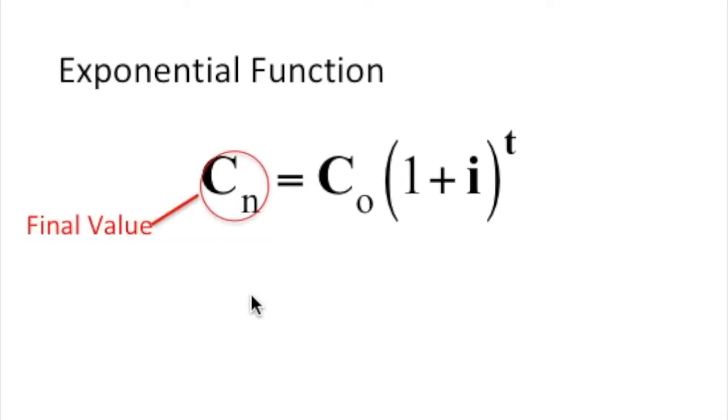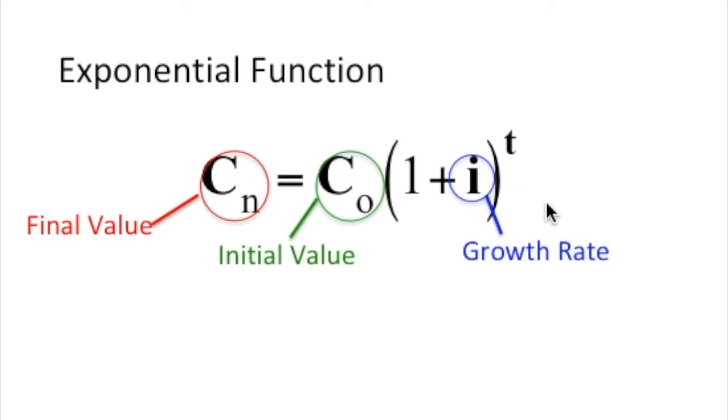So if you put money into a bank account, it's the money you get out at the end. C sub 0 is the initial value. If you put money in a bank account, it's the money you put in the bank account. Then the i is our growth rate or decay rate. This is the growth rate. If you put money in a bank account at 5%, this would be 5% as a decimal, so 0.05. You're going up by 1.05 is what this whole thing means.